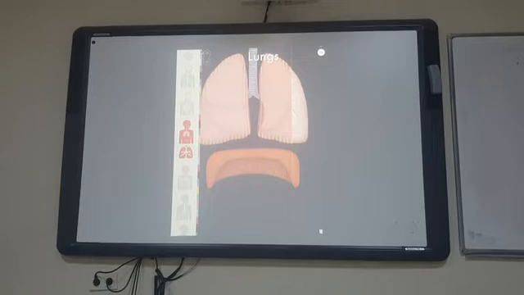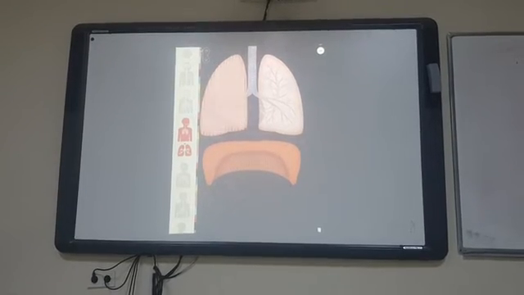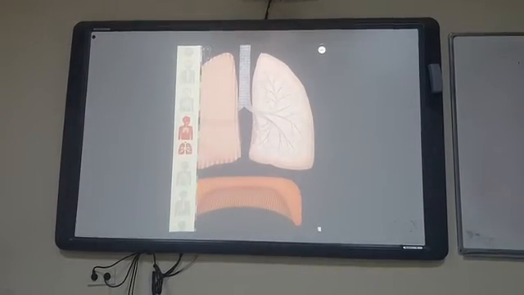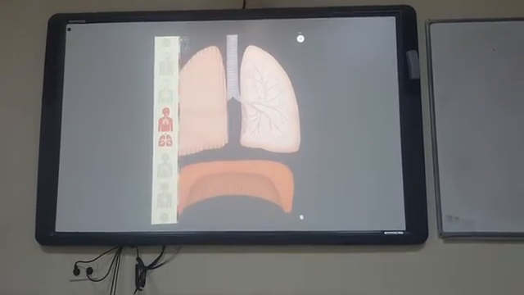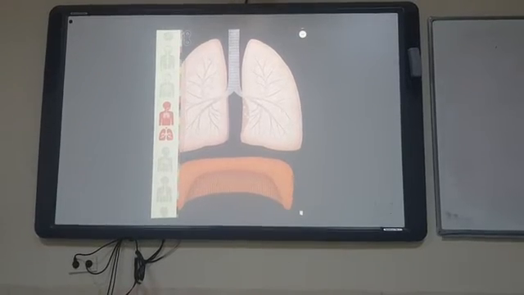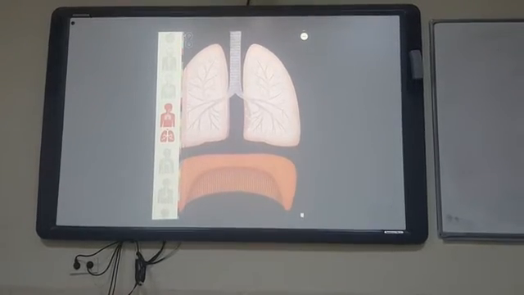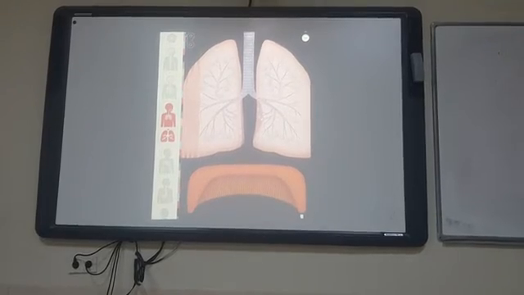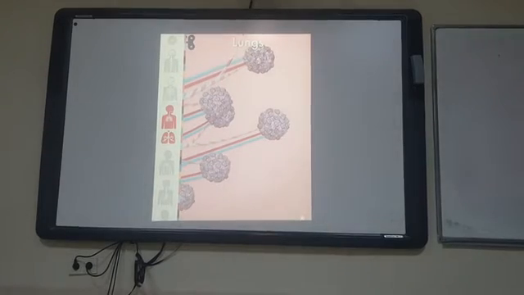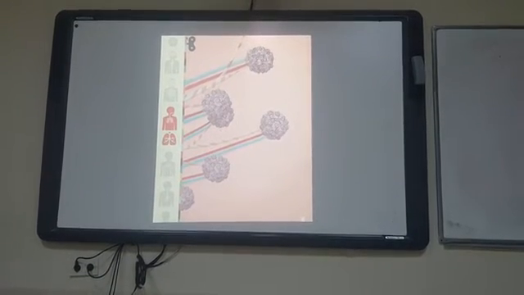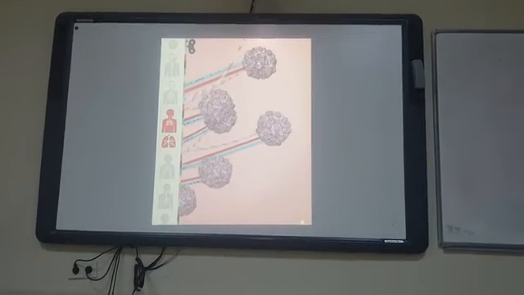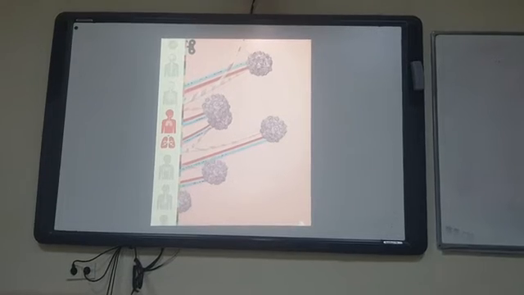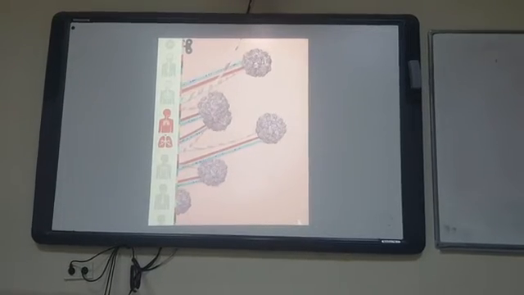Inside the lungs, the blue one is oxygen, and the yellow one is carbon dioxide. These are alveoli. What happens when we exercise more? Breathing gets faster, because our body needs more oxygen.